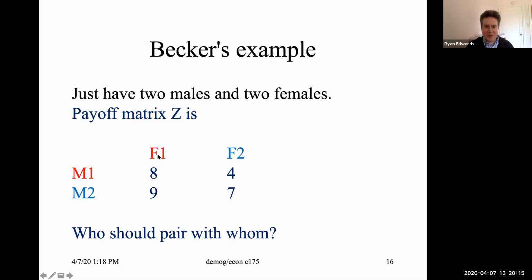Well, so here's female number one. Suppose female number one marries male number one, then their total marital production is 8. Suppose female number one marries male number 2, their total production would be 9. And that's what I think draws the eye here. Here's female number 2, male number 1, their union would produce 4 if they got married, and then female 2 and male 2 would produce 7.